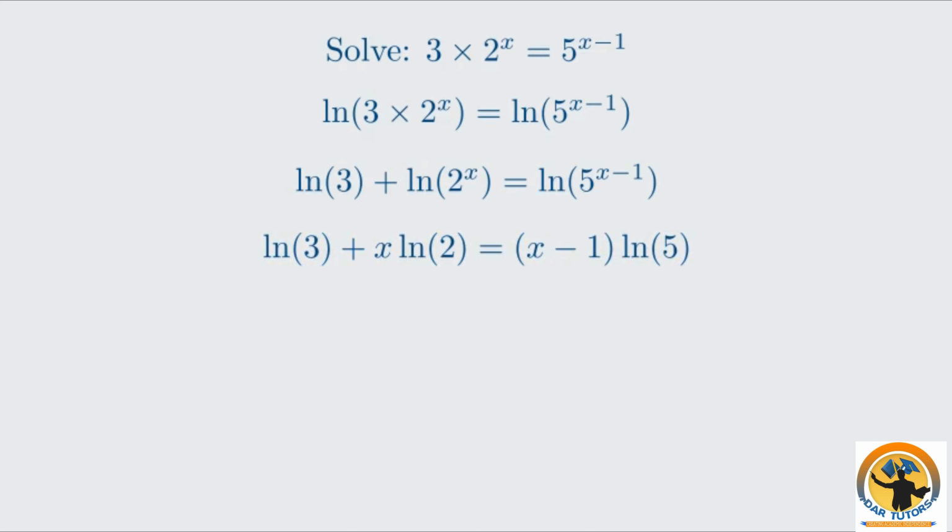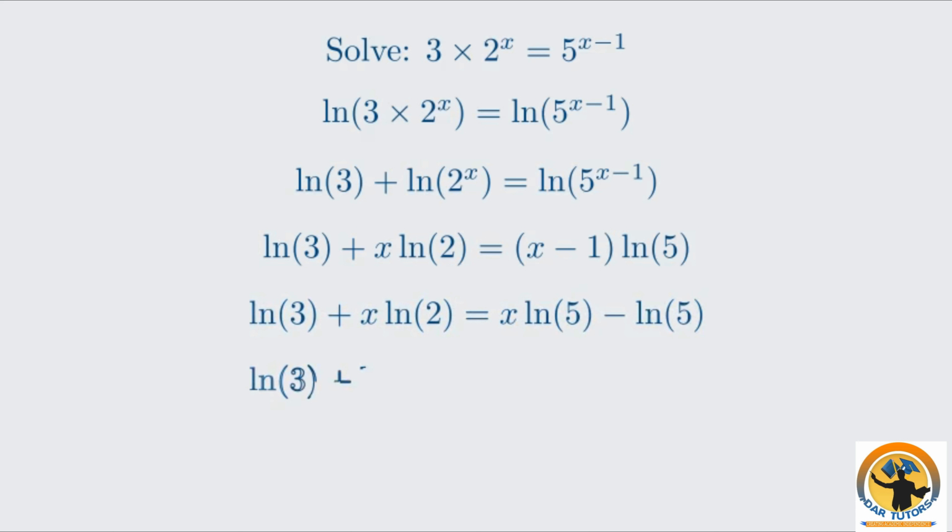Our next step is to expand the brackets and gather all the terms containing x on one side of the equation. Expanding the right side gives us x times ln of 5 minus ln of 5. Let's move the x terms to the right and the constant terms to the left. We add ln of 5 to both sides and subtract x times ln of 2 from both sides.